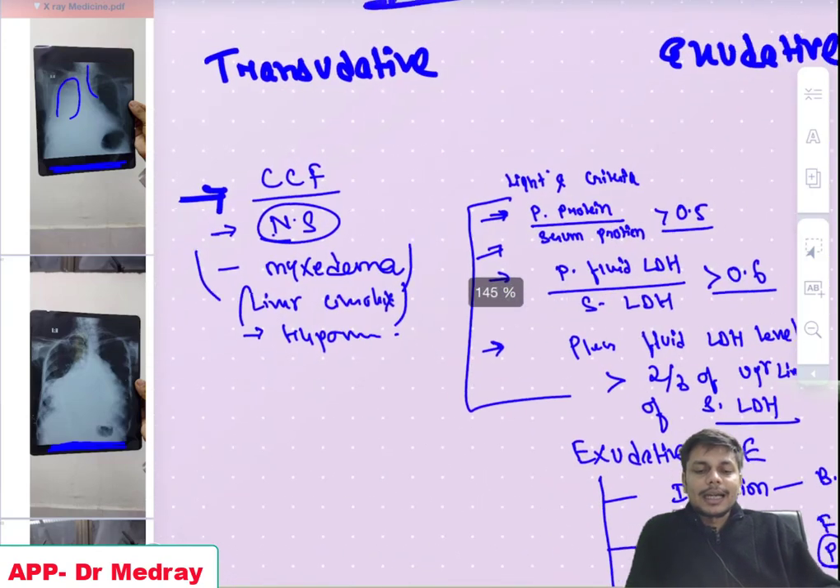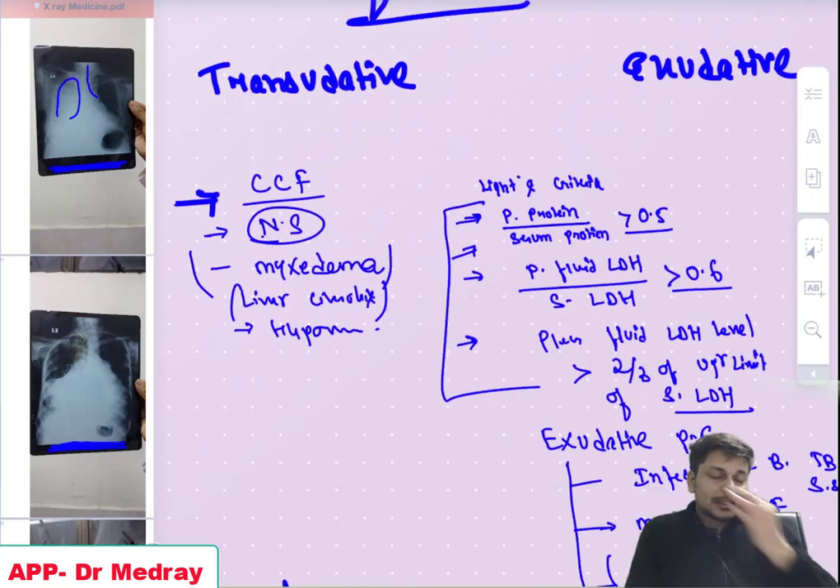So if you are asked what are the causes of pleural effusion, it is better to say that the causes of pleural effusion can be divided into transudative and exudative causes by using the Light's criteria. The Light's criteria is pleural fluid protein by serum protein ratio that should be more than 0.5. If it is more than 0.5, then it is an exudative. LDH ratio more than 0.6 or LDH more than 2/3 of the upper limit of normal, that is exudative.